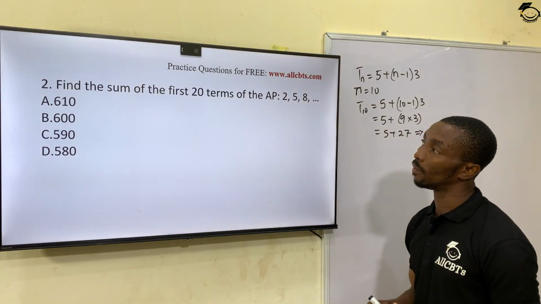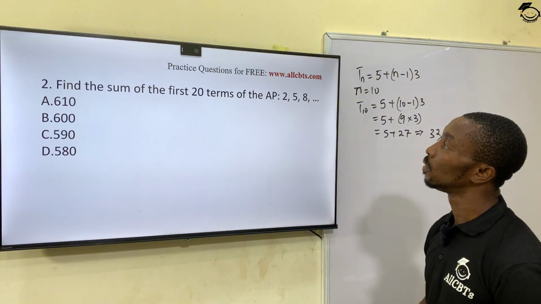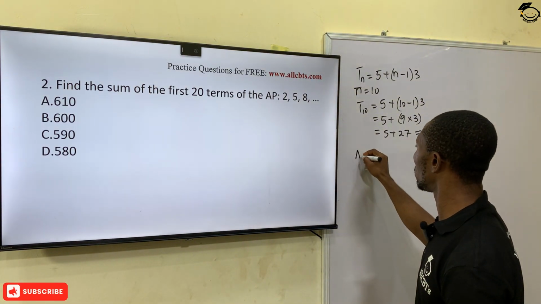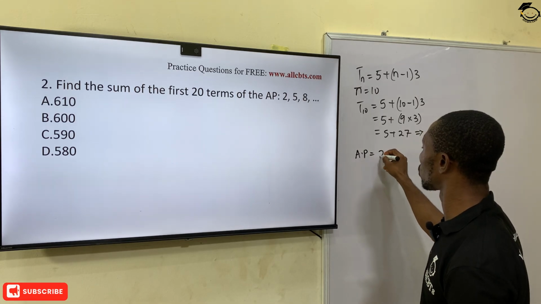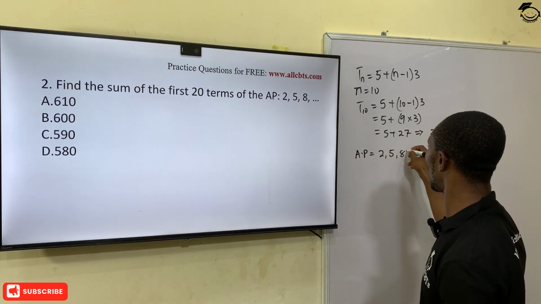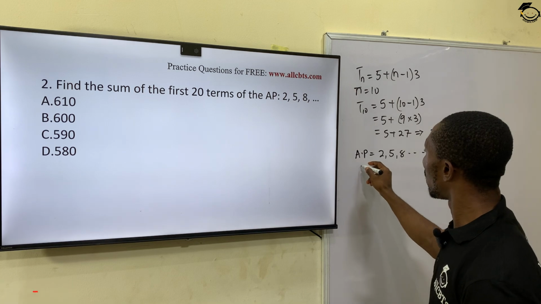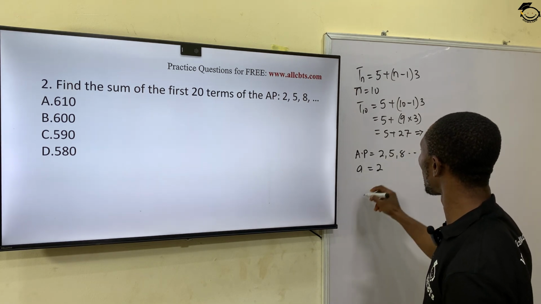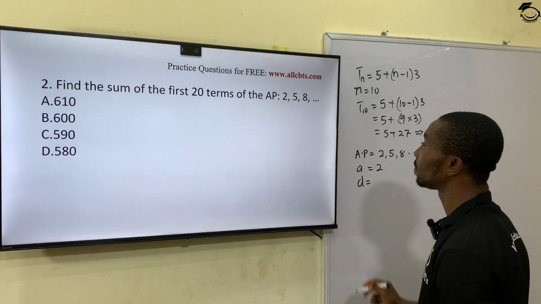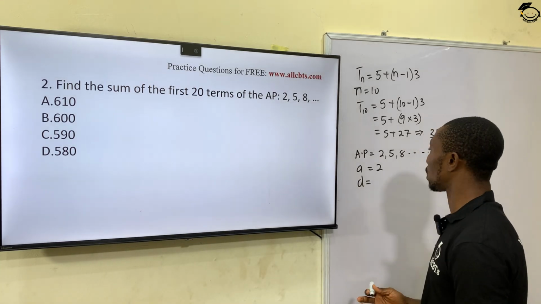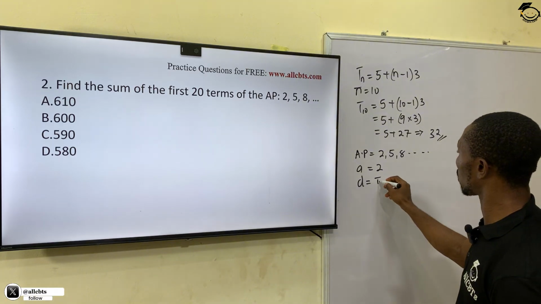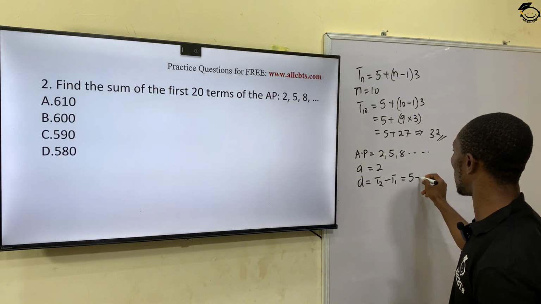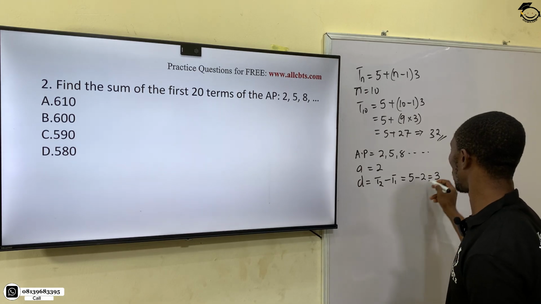Find the sum of the first 20 terms of the arithmetic progression. Now, our arithmetic progression, we have it as 2, 5, 8, and so on. Our first term here, which is A, is 2. Now, we need to find the common difference. In finding the common difference, we do our second term minus first term, which will be 5 minus 2, which gives us 3.